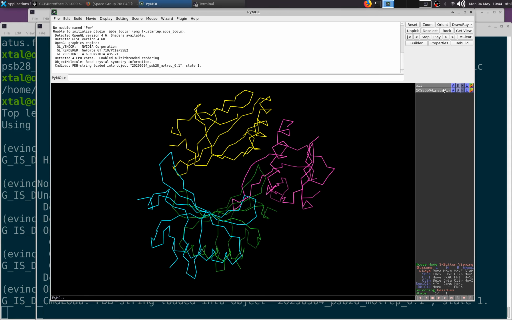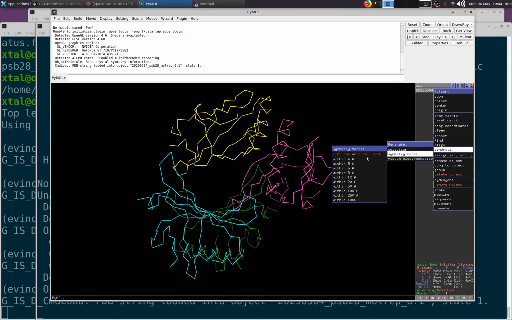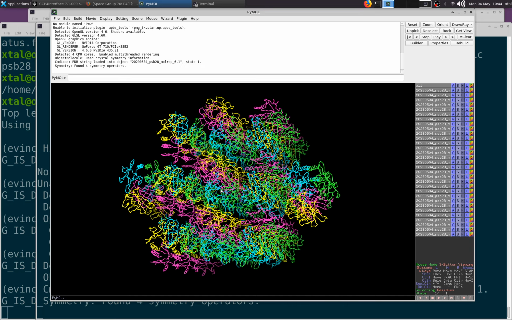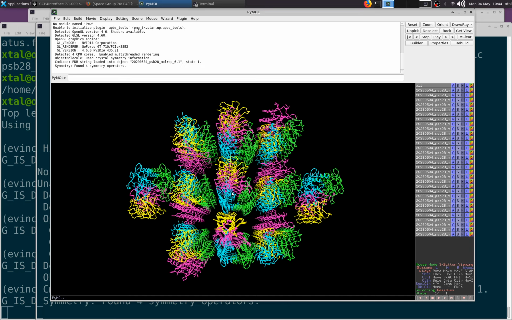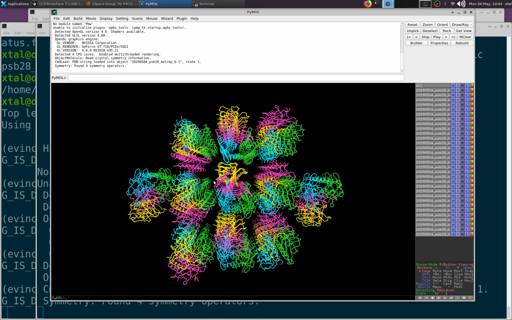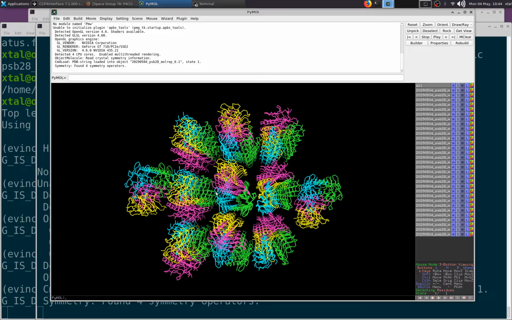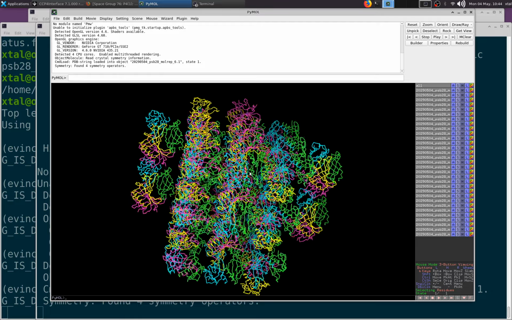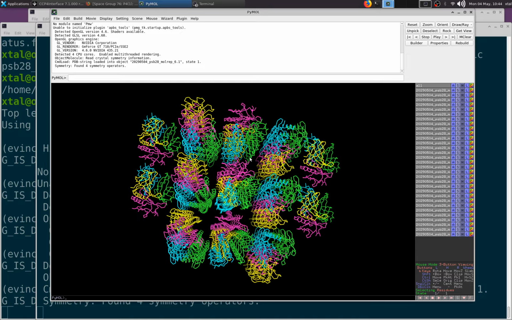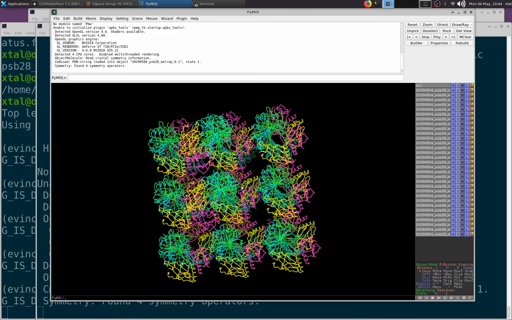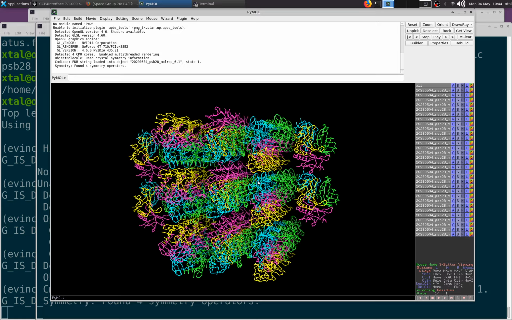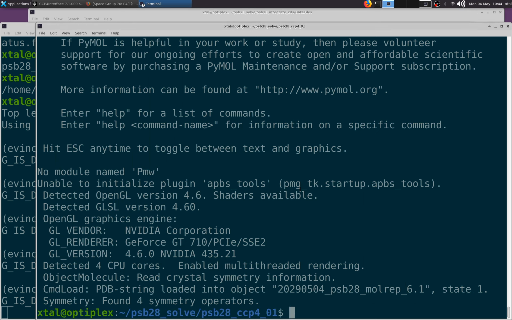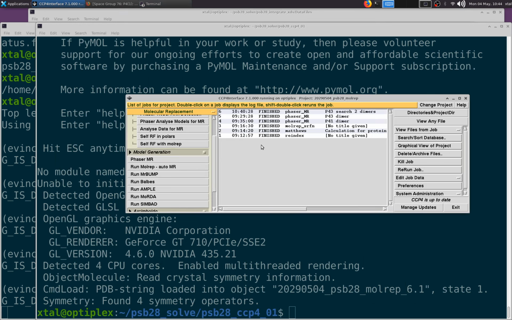So PyMol is good for this because we can do action, generate symmetry mates within 50 angstroms. Okay, so we see what looks like a nice lattice, that there are crystal contacts all the way through this, and if I turn 90 degrees, all the way through this way, and this is just an approximate test, that this lattice looks physically plausible. So it has big solvent voids, but there are continuous crystal contacts. Okay, so I believe we have a correct solution.